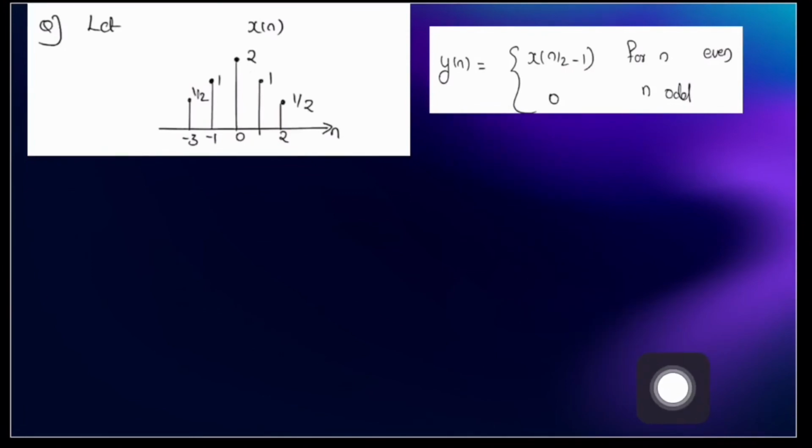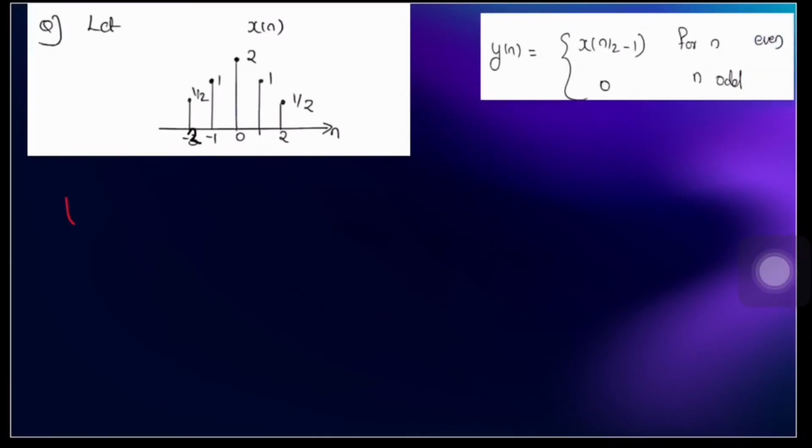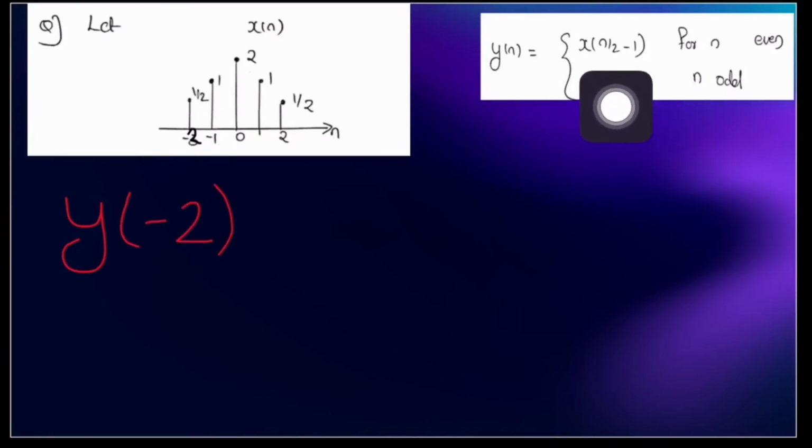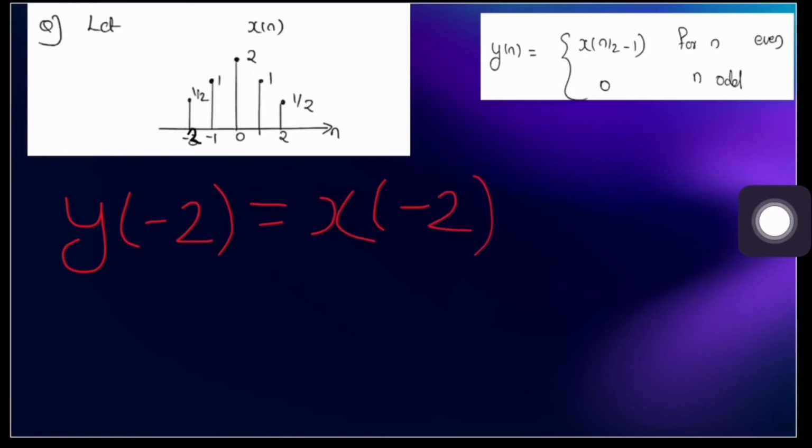So what we need to do is first obtain the elements of the discrete time signal y(n), then that of y(2n), and finally find the Fourier transform of y(2n). Let us first find the value of y(-2). Based on this definition, y(-2) can be written as x(-2/2 - 1), that is x(-2). From this waveform, it is clear that x(-2) is 1/2. Thus, we get y(-2) as 1/2.